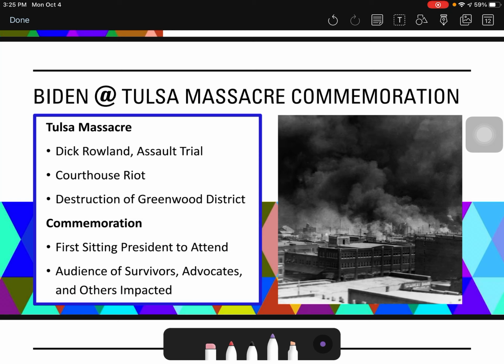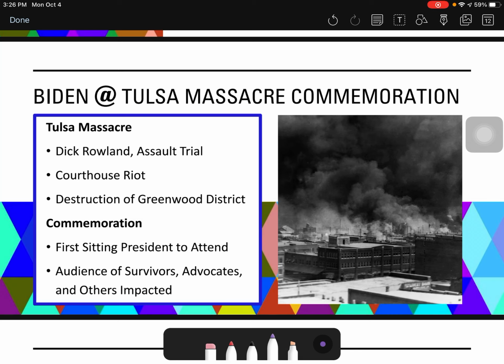To provide the background on the historical event, the exigence of this massacre was the accusation of Dick Rowland. He was a 17-year-old black man who was accused of assaulting a young white woman and was put on trial for it. Knowing it's 1921, you can imagine the contextual tension that would create in a community where Jim Crow is prevalent and universal, unfortunately.